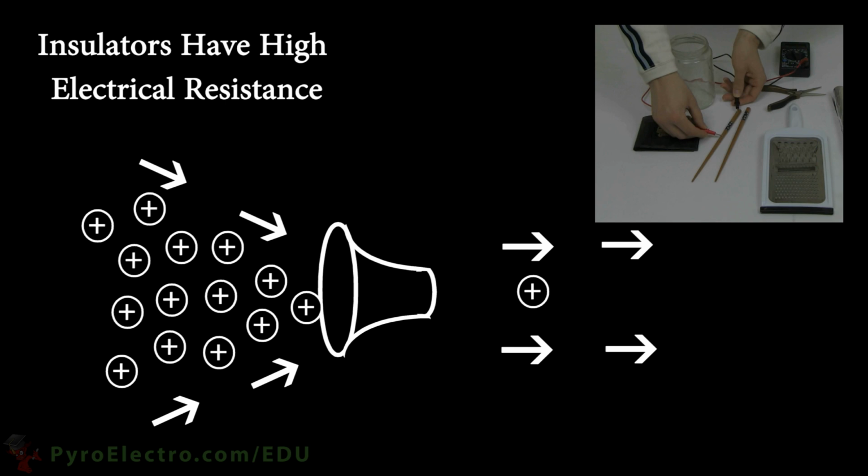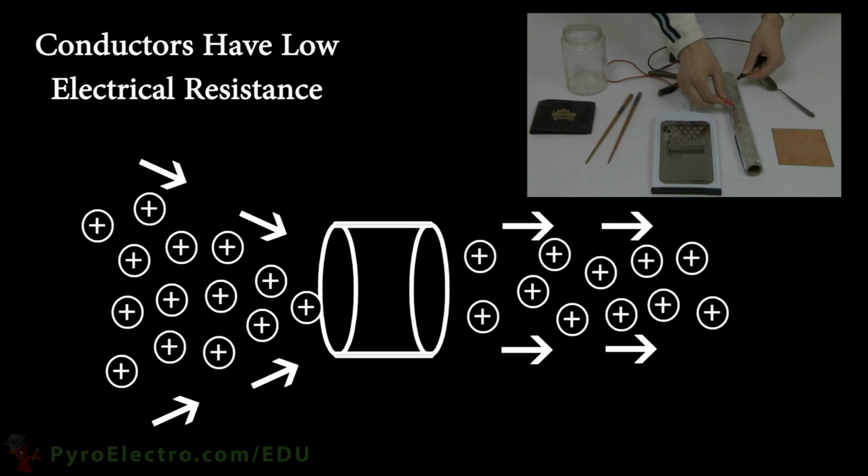In fact, it was so large that the multimeter didn't beep, telling us the material is an insulator. The aluminum foil, on the other hand, had a close to zero electrical resistance because it is a great conductor, and the continuity tester beeped right away.